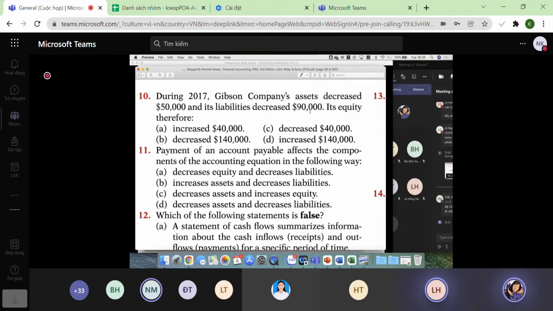That's your choice. Your choice, increase by D, right? I think A. Right? That's true. So when you do something based on the accounting equation, you should write it down to avoid mistakes.